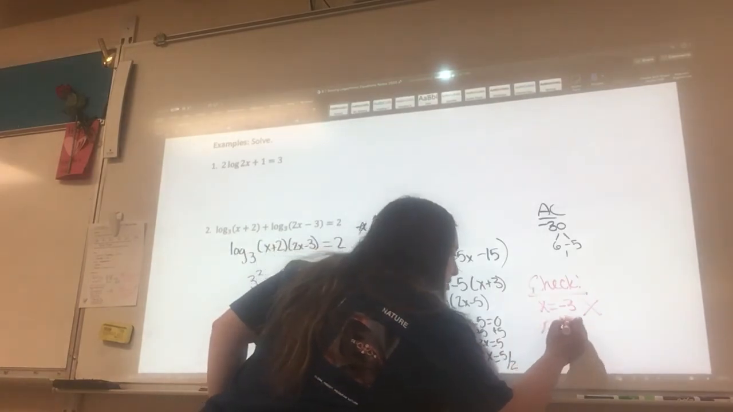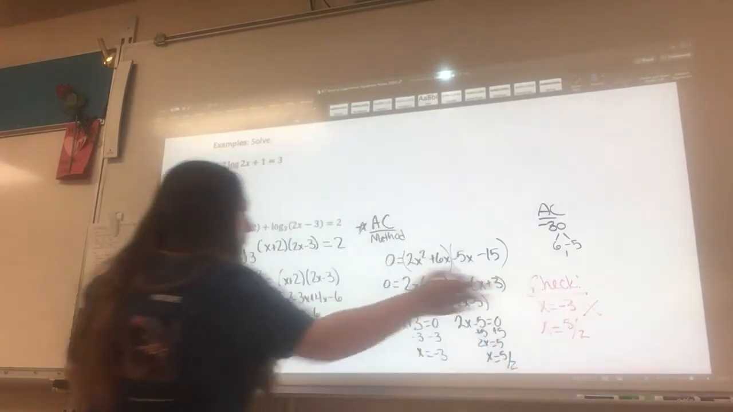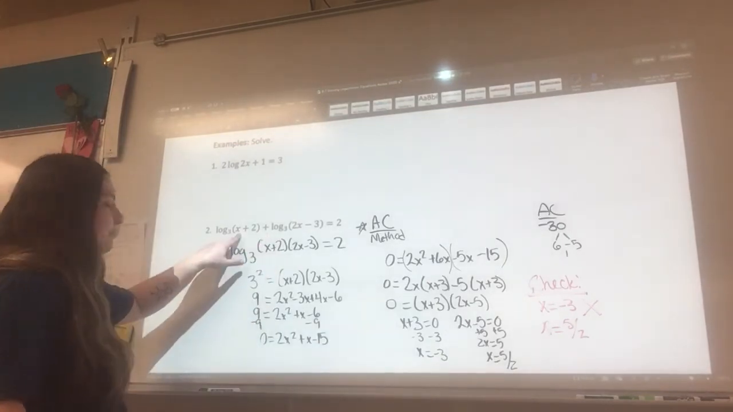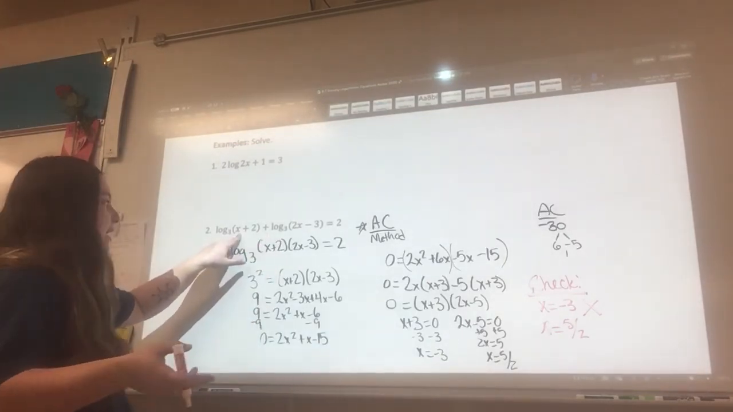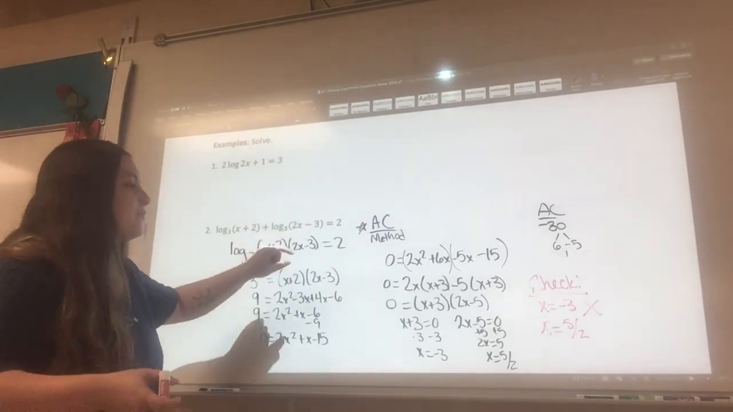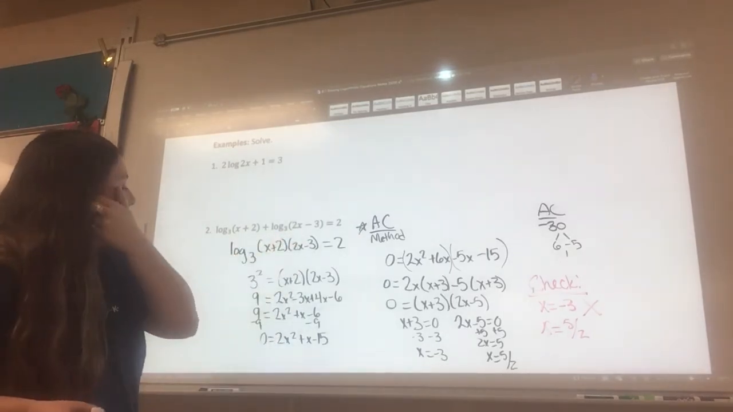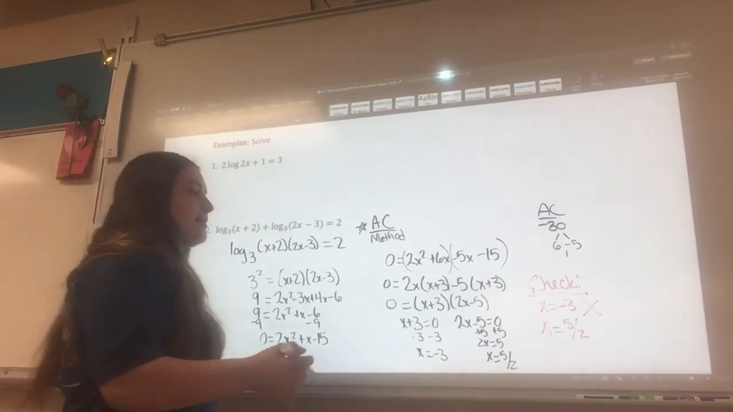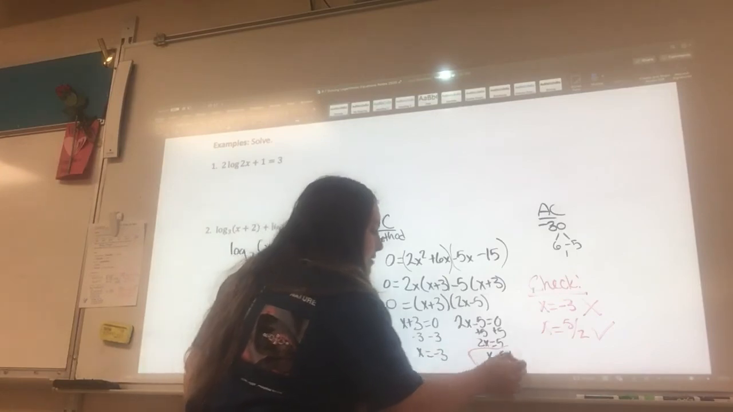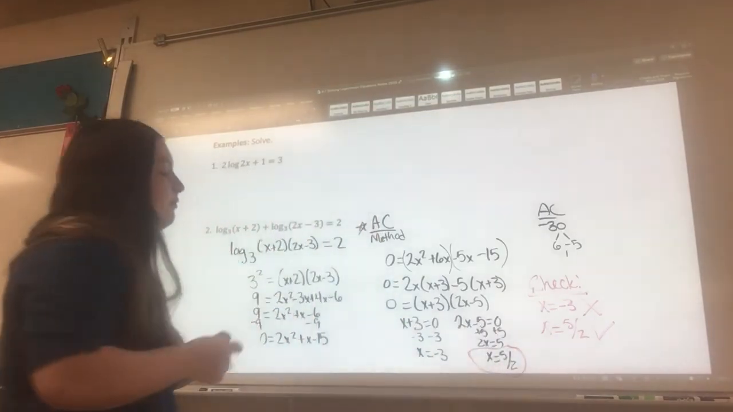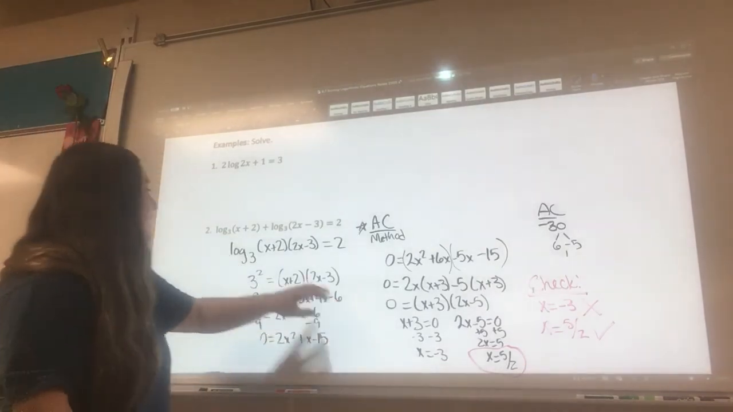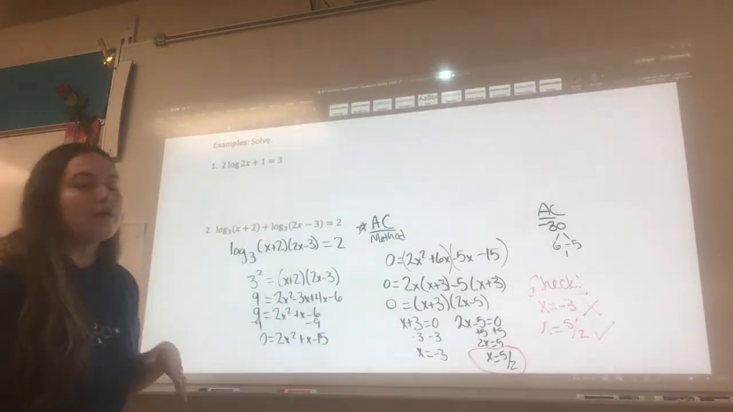What about x equals 5 halves? So 5 halves, we do that plus 2. There's no negative there. 5 halves plus 2 is 9 halves. And if we do it in 2x minus 3, 2 times 5 halves is 5. 5 minus 3 is a positive 2. So it works. So our answer has to be 5 halves. So we have to check, because if you would have plugged in negative 3, you would have gotten an error, and therefore it would not have worked.